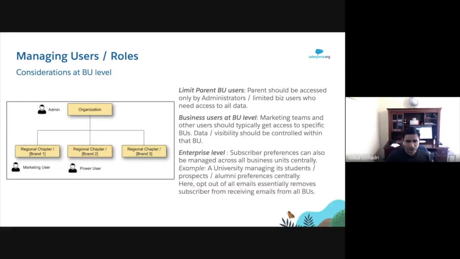So it's better to limit those users at the top level and instead channelize them to the right business units that they truly belong to. In the case of brands, each of the marketing managers or marketing users of that brand can be housed in separate business units and nicely managed at that level. And data and visibility should be controlled within that business unit.